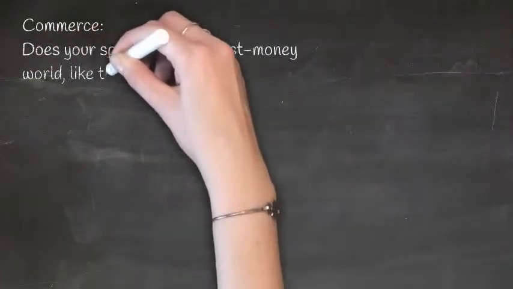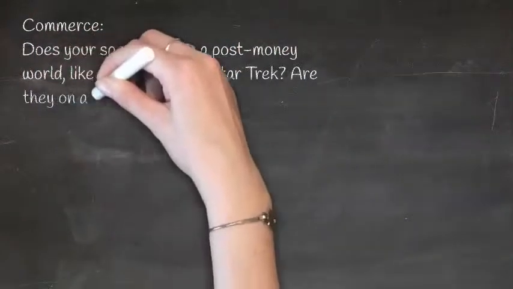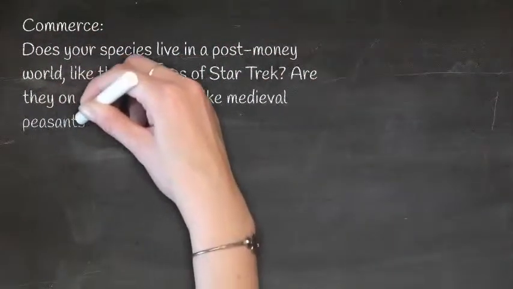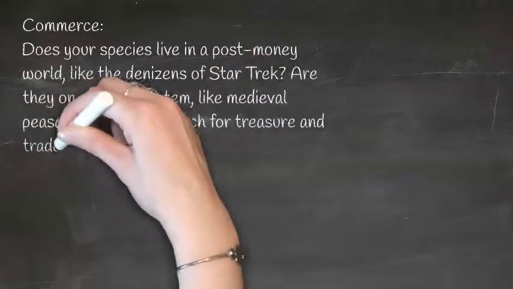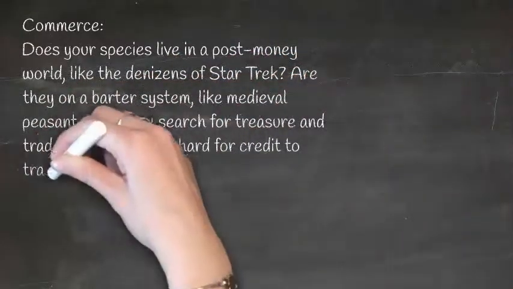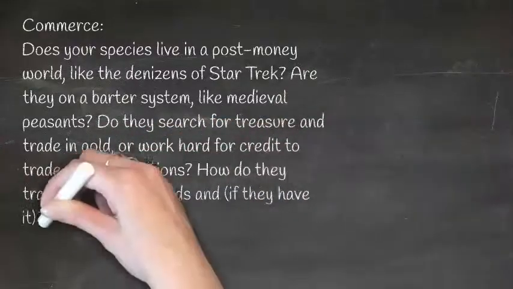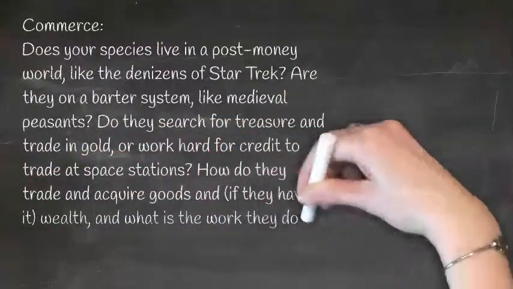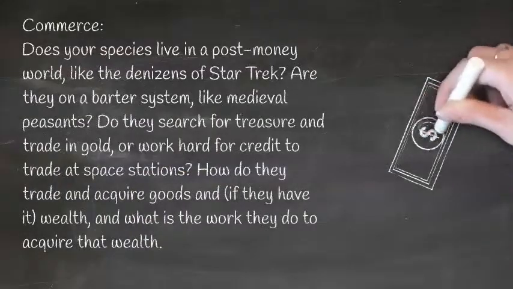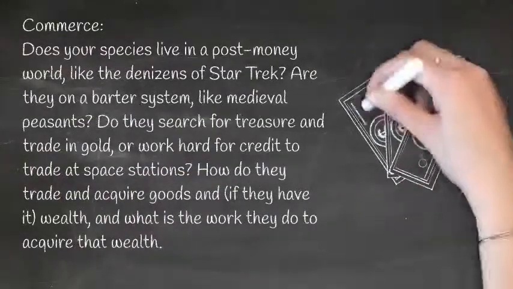Commerce. Does your species live in a post-money world like the denizens of Star Trek? Are they on a barter system like medieval peasants? Do they search for treasure and trade in gold, or work hard for credit to trade at space stations? How do they trade and acquire goods, and, if they have it, wealth? And what is the work they do to acquire that wealth?